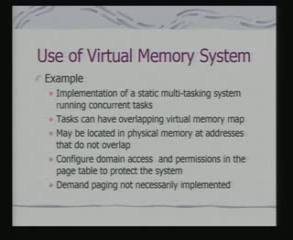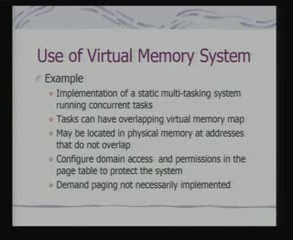Tasks can have an overlapping virtual memory map. In fact, they can have the same or identical virtual map, but they will be located in physical memory at addresses that do not overlap. They may also overlap when they share pages. When they share common pages, that may also overlap. Then you configure your domain access and permissions in the page table to protect the system. So each task will have a domain access associated with it, and that will restrict the access rights to the pages belonging to the task. And demand paging is not necessarily implemented.